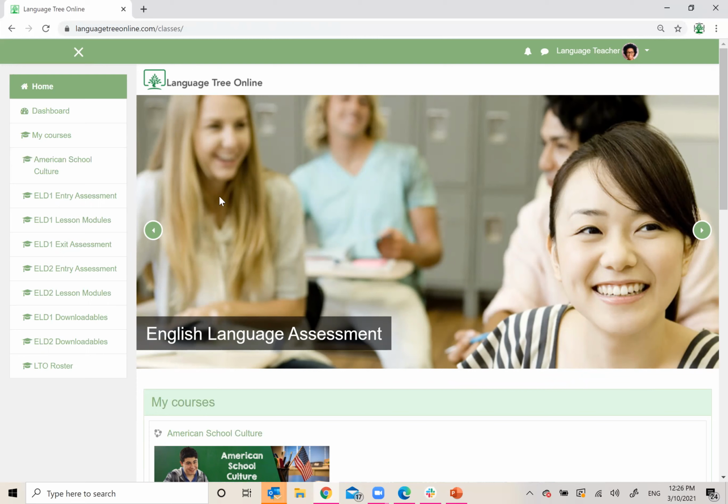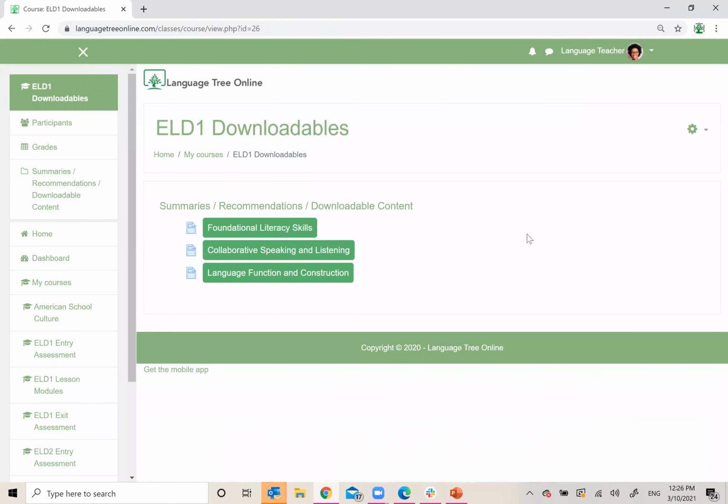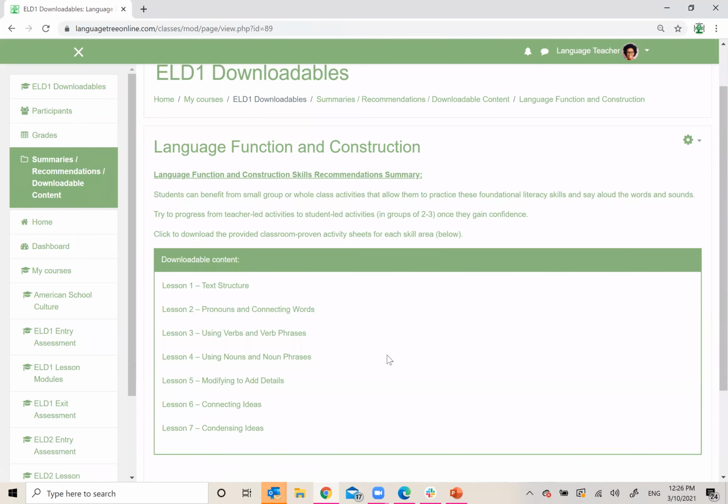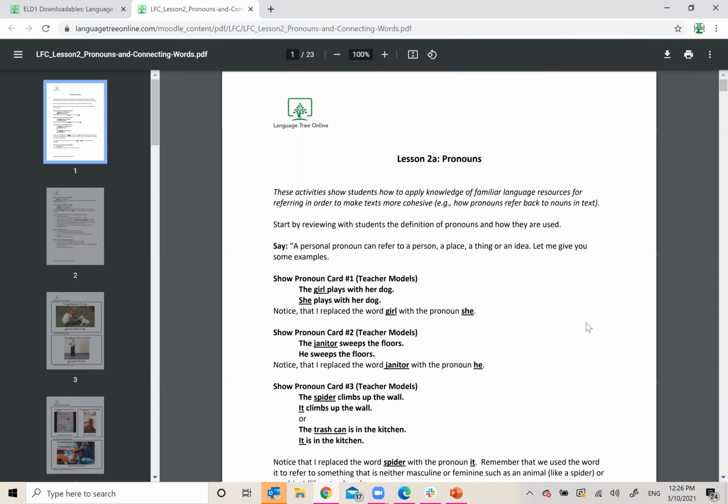Couple other things to show you. The downloadables. So, as we mentioned, for every online lesson, there's an equivalent downloadable. I'm going to select the language function and construction bucket because we looked at a bit of a lesson on the pronouns. So we'll click on that. And then the downloadable activities come up.